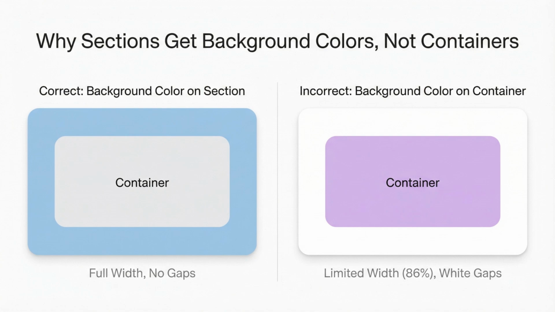If you want a background color or a shadow to span the full width of the page, it must be on the section, not the container. If you put the background on the container, it only covers 86% of the screen. The section always gets full width styling. The container inside it gets the content constraints.